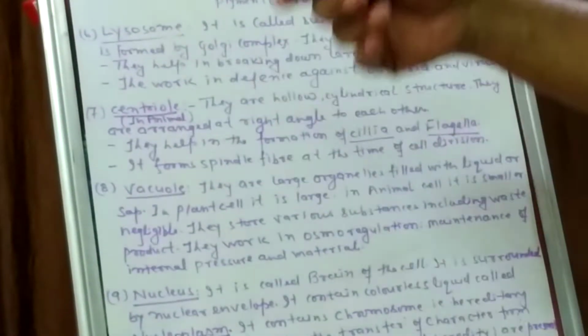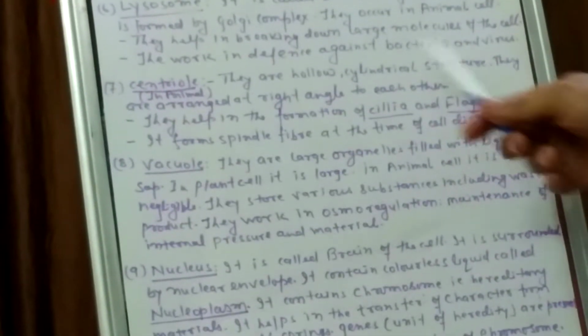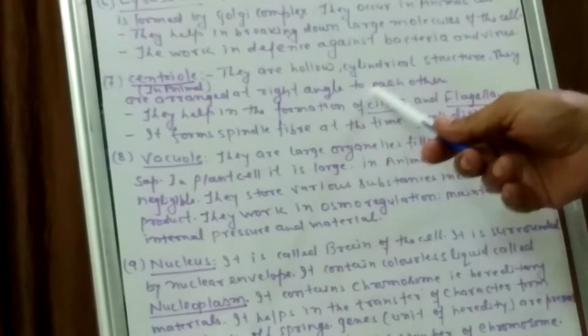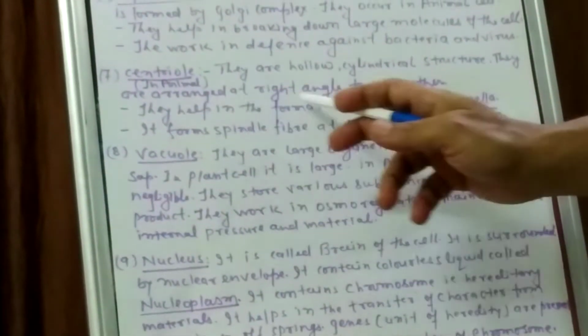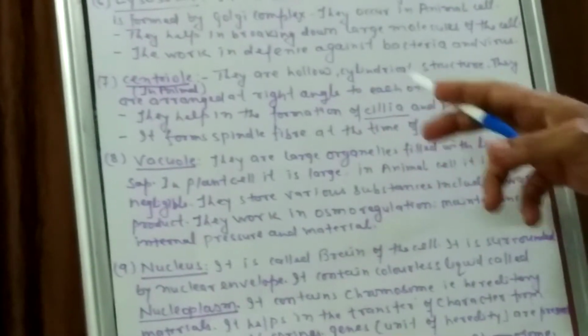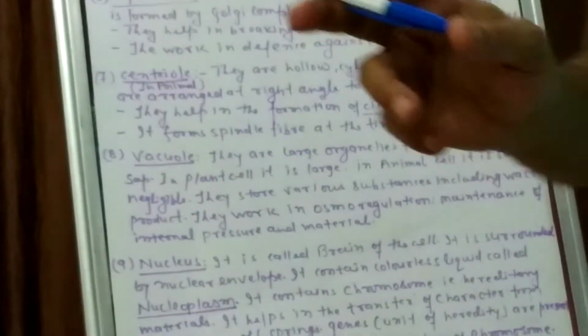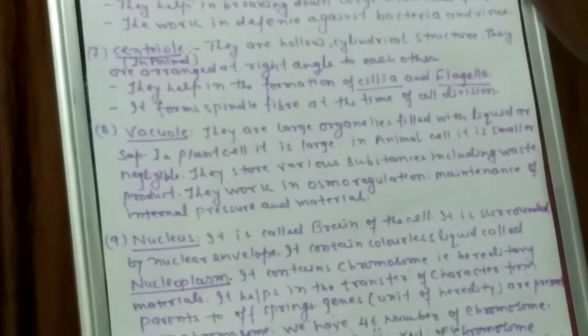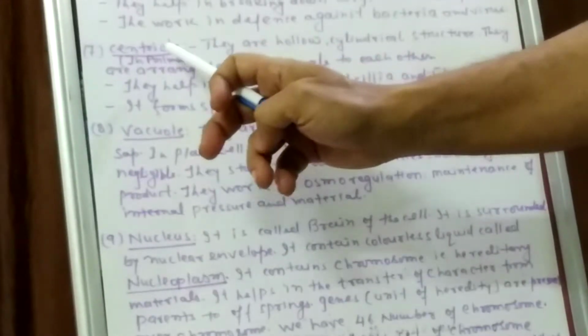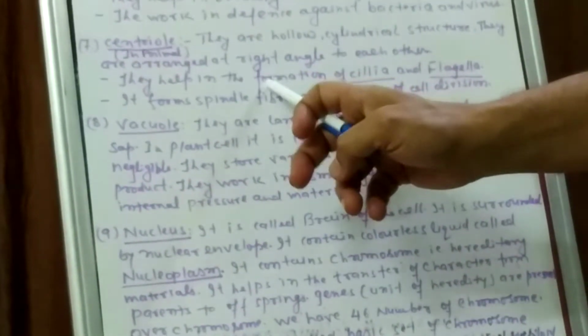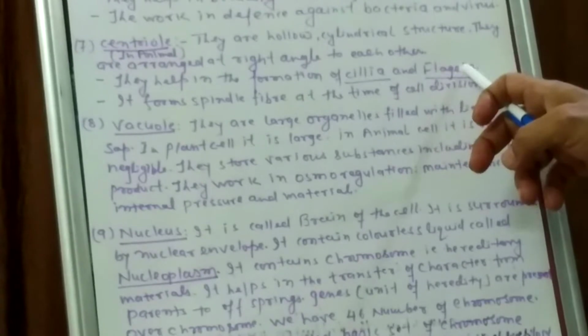Centriole is present in the animal cells and they are hollow cylindrical structures. They are arranged at right angles to each other. So these centrioles are arranged at right angles to each other and they are hollow cylindrical structures. They help in the formation of cilia or flagella. Cilia and flagella are locomotory organs and help in the movement of particles or substances in the cells. So this centriole helps in the formation of cilia and flagella.